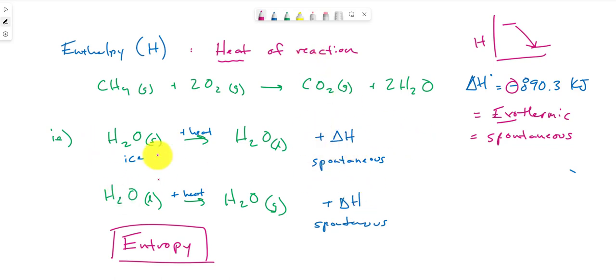That's the sort of misnomer here. So enthalpy, like in the cases of water here, enthalpy can actually be increasing, can be going uphill. But somehow balancing that with entropy, that means that overall the energy is still decreasing in the system, which allows it to be spontaneous. So how does that work?